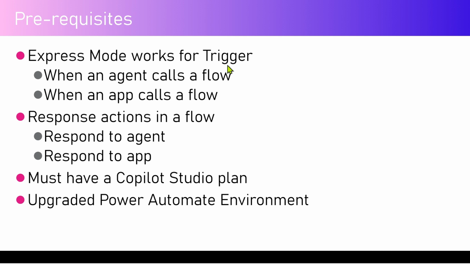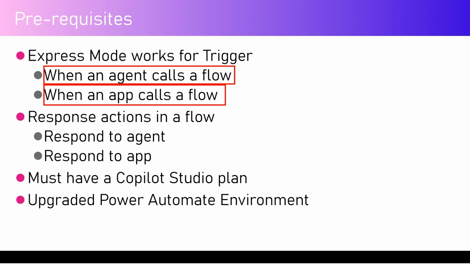Express mode works for certain triggers. It doesn't work for most of the triggers, but it works for a specific set of triggers, and a couple of them are when an agent calls a flow and when an app calls a flow. So take for example, you have a Power Apps app, and in the Power Apps app, if you're calling that specific flow, then this is the right use case. Or if you are calling a flow from an agent or a chatbot. So when an agent calls a flow, that's a trigger. You'll be able to use express mode.